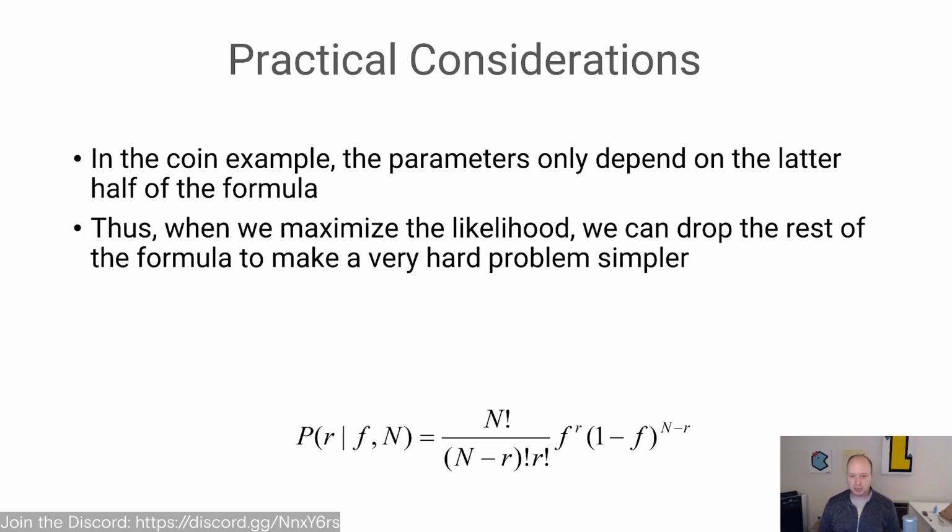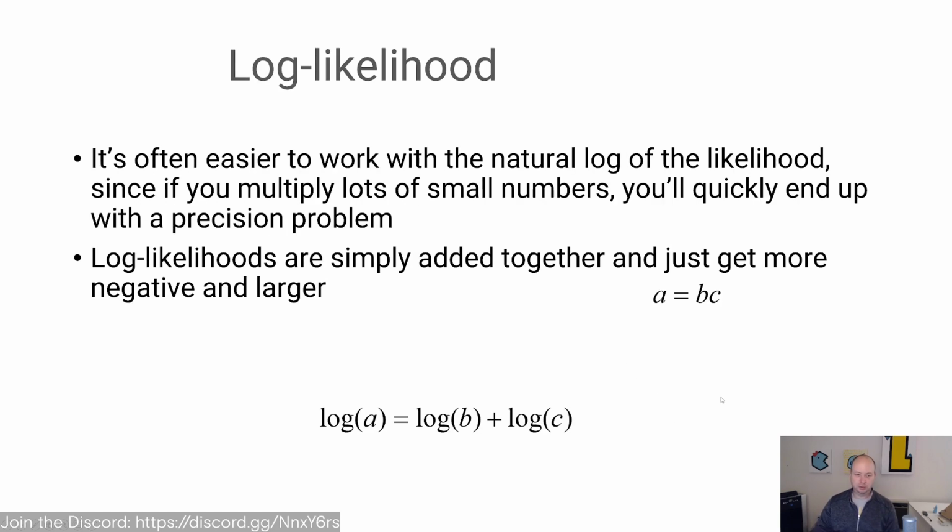So in the coin example, the parameters only depend on the latter half of the formula, as we mentioned before. If the F is actually correct, the optimal F value collapses the entire equation down into just F to the power of N. But because we're trying to fit this model to our data, we need to keep these things in there. And so to make this simpler, we can drop this N choose R thing at the front. So what we're left with is F to the power of R times 1 minus F to the power of N minus R. And so now we enter into the log likelihood schema.